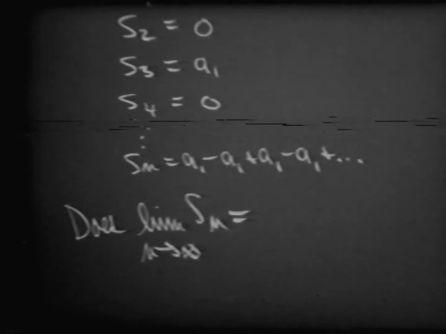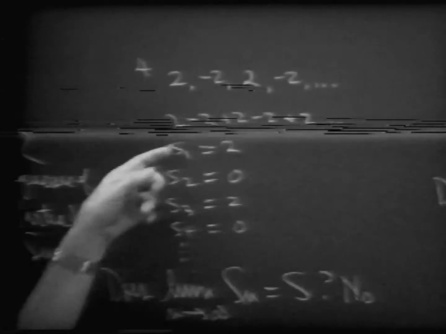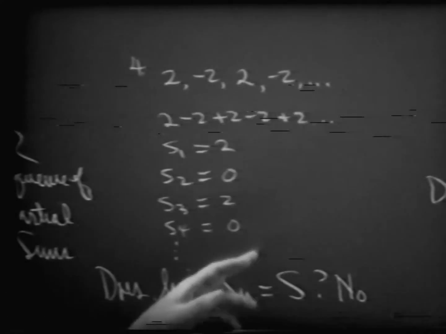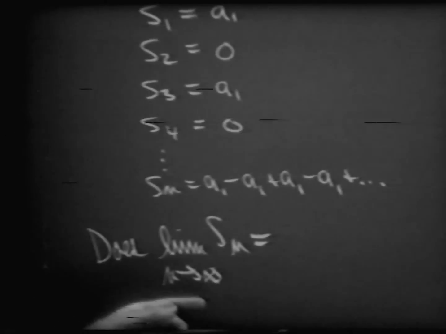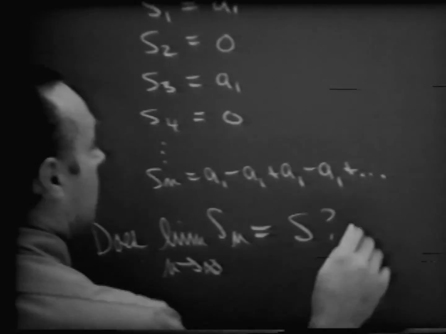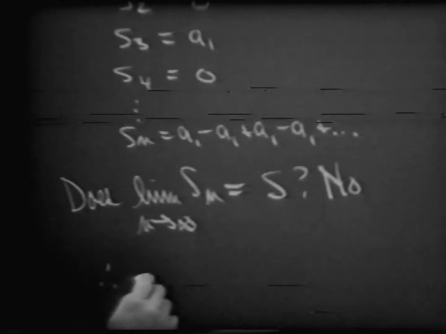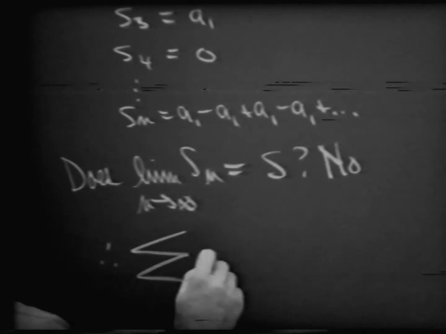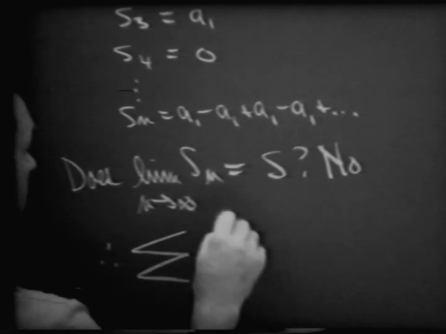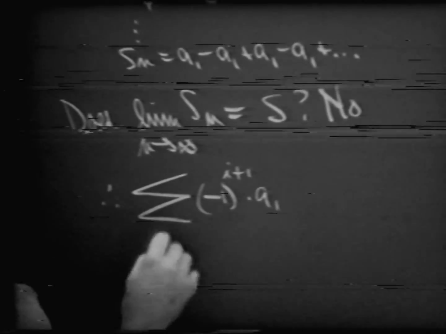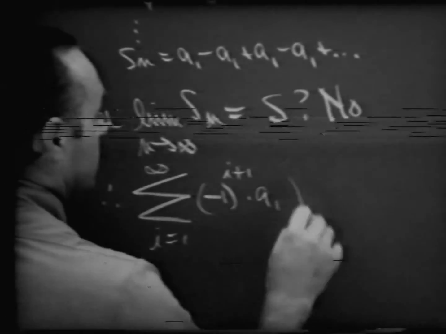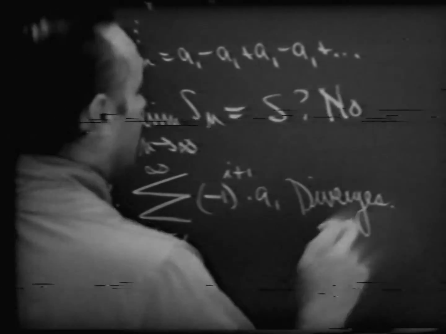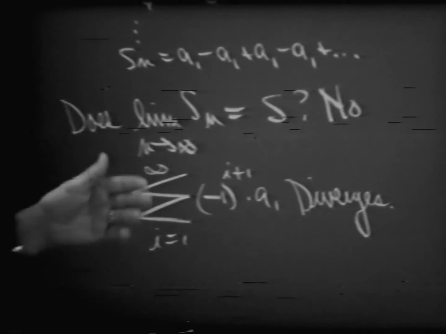Looking at our example over here, in fact that's the reason why I selected this example originally. Here we have 2 minus 2 plus 2 and so on, in which our conclusion was that this one certainly diverged. So the question is, does the limit of this equal some number s? And our answer to that question is no. Therefore, the corresponding infinite series, which we may write as negative 1 to the i plus 1 power times a sub 1, where i goes from 1 to infinity, diverges. Okay.